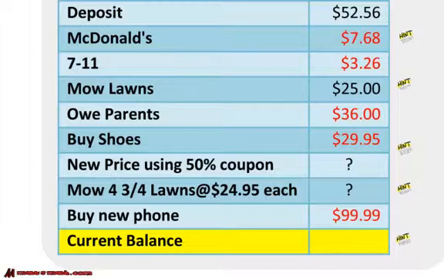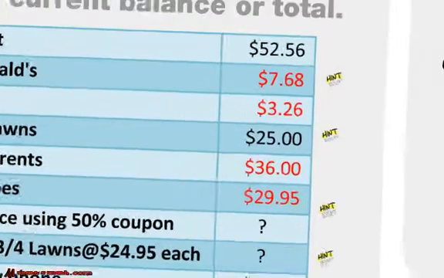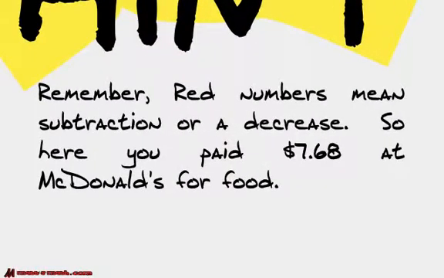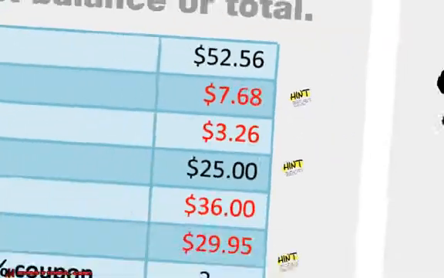Add or subtract, so we've got the black. We're going to be subtracting the 7.68, subtracting the 3.26, adding the 25. Now what I would recommend is maybe adding all the reds together and then subtracting that from the total of the black. Okay? Red numbers mean subtraction or a decrease. So here, the first thing we're going to do is take 7.68 and put it for McDonald's food.